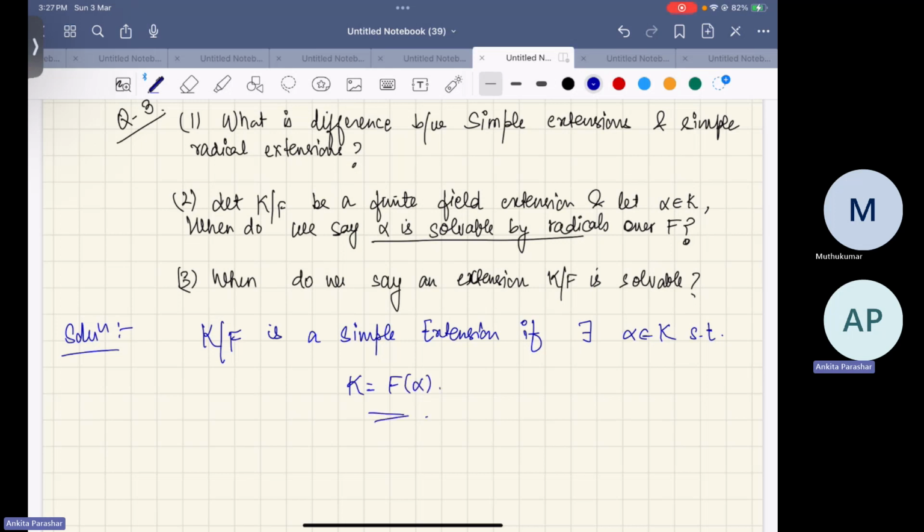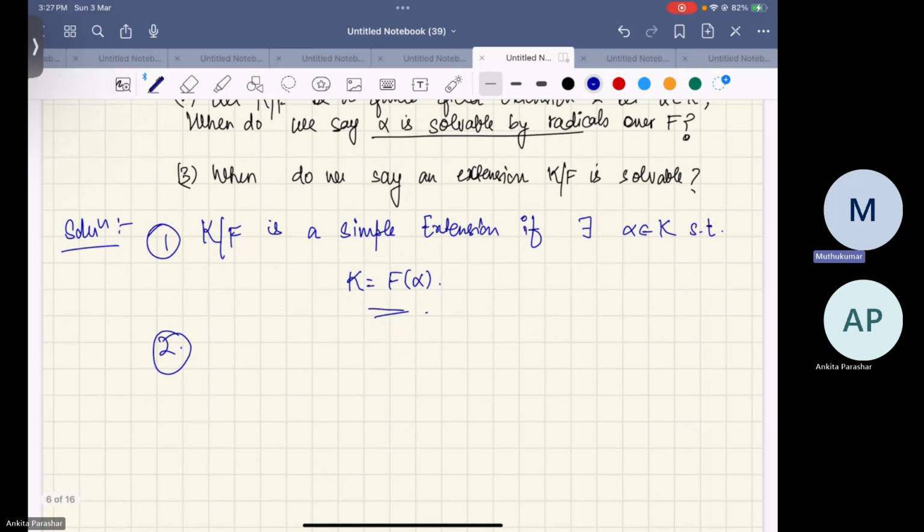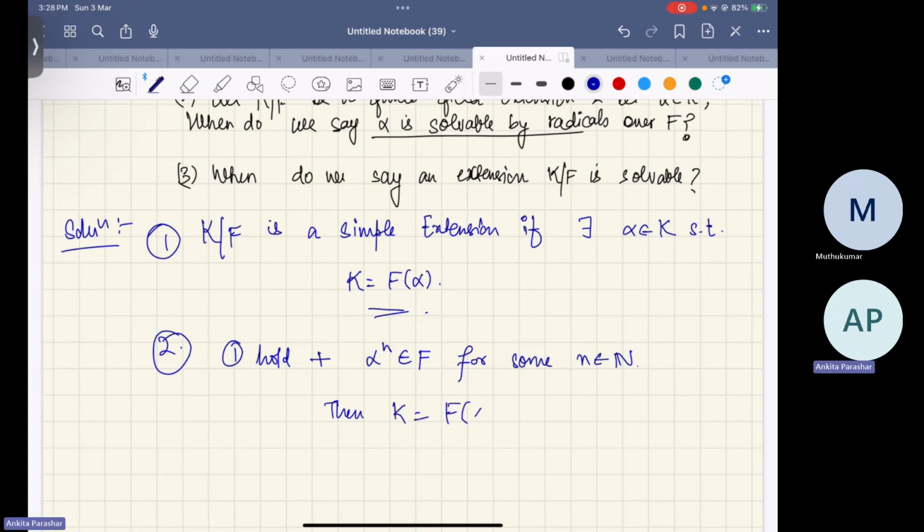Exactly right. So if this is the case, we say the extension is a simple extension. But what if I ask, what is a simple radical extension? Radical extension means, in addition to this, alpha to the power n must be an element of F for some positive integer n. So if such a thing holds, then K equal to F(alpha) over F is a simple radical extension.